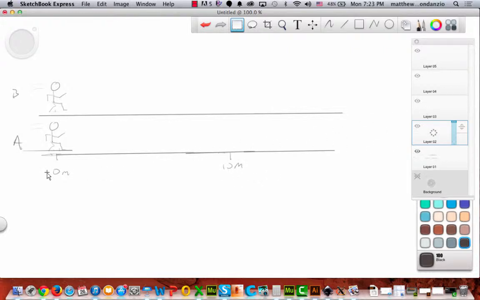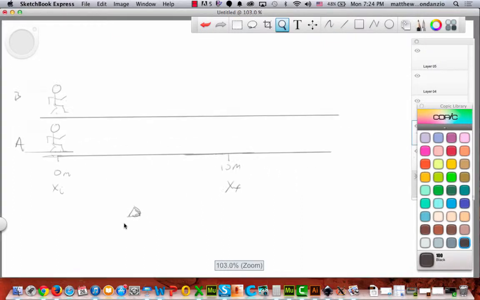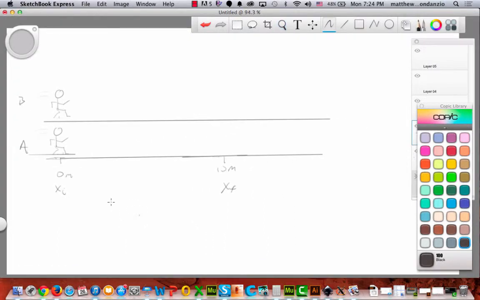So we're going to go 10 meters. If we look at this, we have our position of x initial, and our position of x final. Okay, that's an F and that's an I. So x initial and x final, and our delta x. Our delta x is equal to our x final minus our x initial.